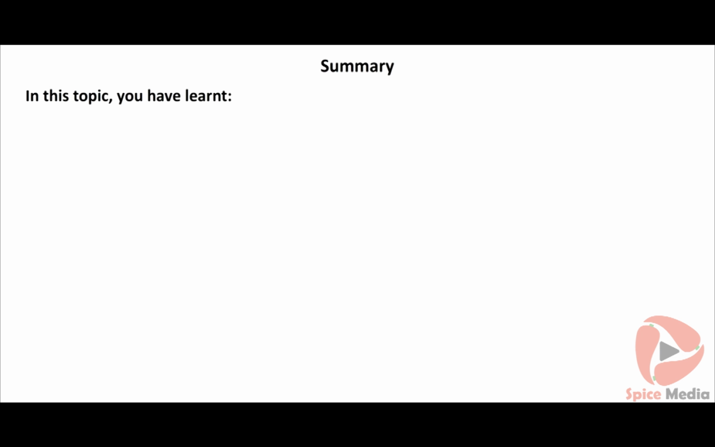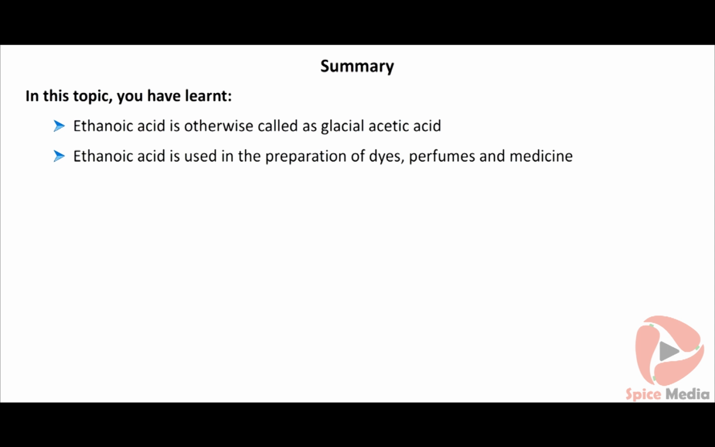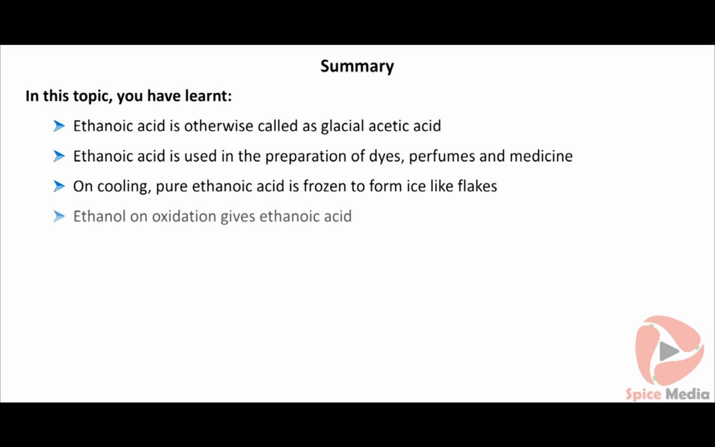In this topic, you have learned ethanoic acid is otherwise called glacial acetic acid. Ethanoic acid is used in the preparation of dyes, perfumes, and medicine. On cooling, pure ethanoic acid is frozen to form ice-like flakes. Ethanol on oxidation gives ethanoic acid. Ethanoic acid is a weak acid, but it turns blue litmus to red.